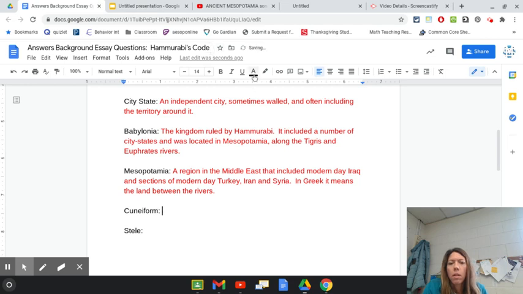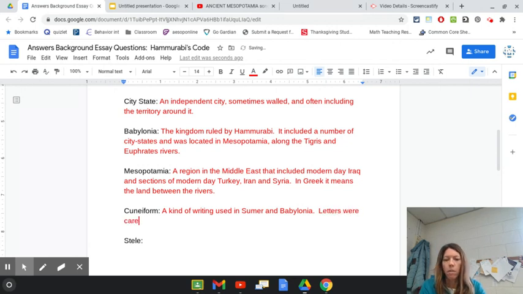Cuneiform, a kind of writing used in Sumer and Babylonia. Letters were carved into stone or soft clay with a stylus.